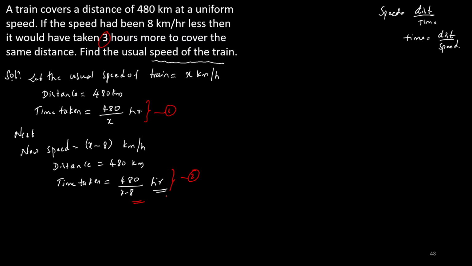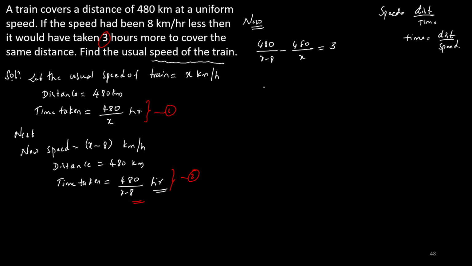So now time in the second case is greater because speed is lesser. Now I can write this as the lesser speed, more speed, lesser speed take more time. So I can write this as 480 divided by x minus 8 minus 480 divided by x is equal to how much more hour is taken? 3 hours more is taken.